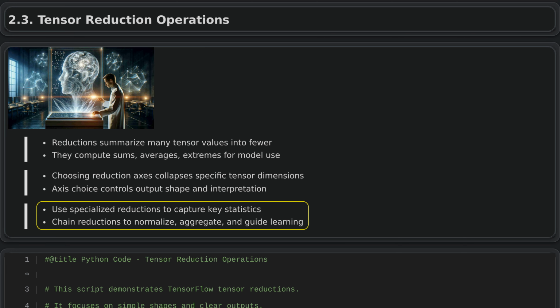Beyond simple sums and averages, tensor reduction operations provide specialized ways to aggregate data that are essential for training and evaluating models. They include finding maximum and minimum values, counting non-zero elements to measure sparsity, and computing norms to help regularize parameters. Reducing loss values to a single scalar supports gradient-based learning, and reductions are often combined with other steps such as normalizing features or aggregating predictions over time. By mastering these techniques, you can better control data flow and condense complex information into useful signals for machine learning models.